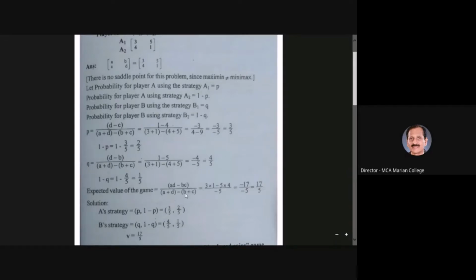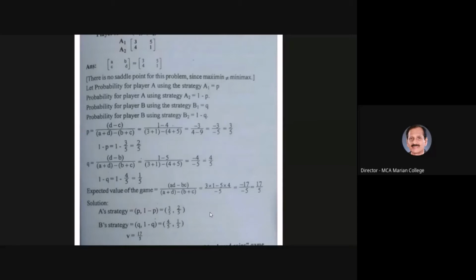Expected value of the game, we have already seen the formula, (AD minus BC) by (A plus D minus B plus C). So you will get 17 by 5. That is the value of the game. Now the solution you have to write like this. A strategy: A will choose A1 with a probability P and A2 with a probability 1 minus P. That means A strategy is 3 by 5, 2 by 5. These are the probabilities of choosing strategies A1 and A2. The same way, B strategy is Q, 1 minus Q. The values are 4 by 5, 1 by 5.